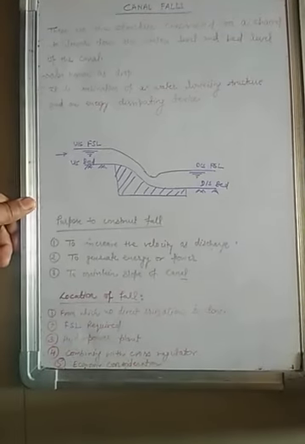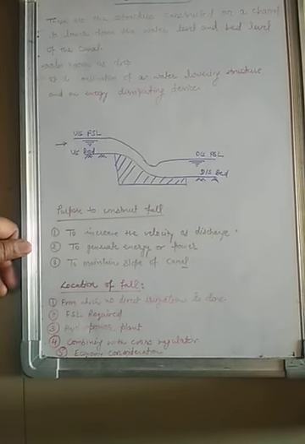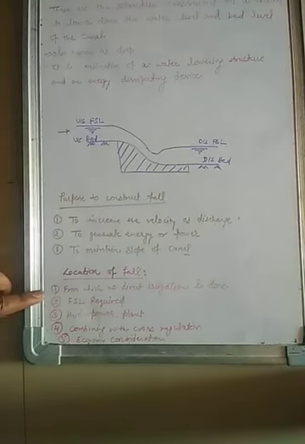Then how can we decide where falls should be constructed? The location of a fall we can designate like this. First, a site from which no direct irrigation is done. This is the important point about the location of falls. As far as possible, the canal should be kept in a balanced depth of cutting. If the fall is not provided, the canal would go into excessive filling. So this is the point.